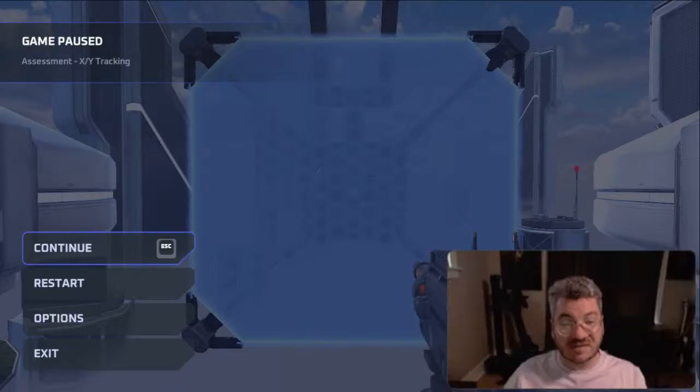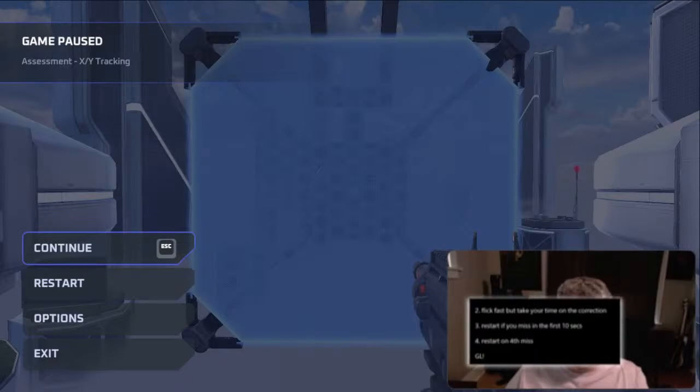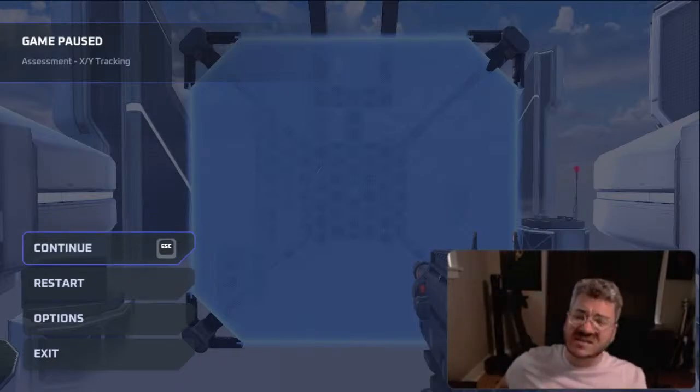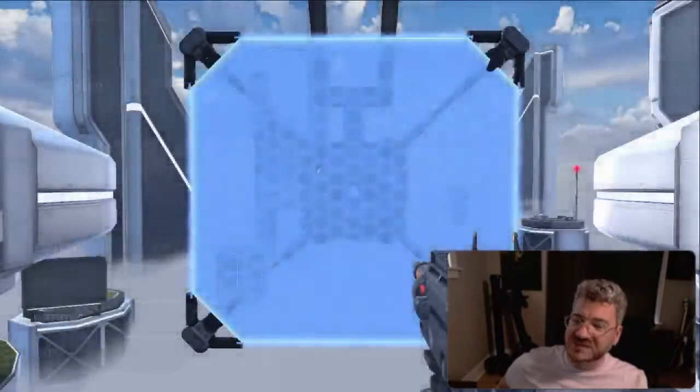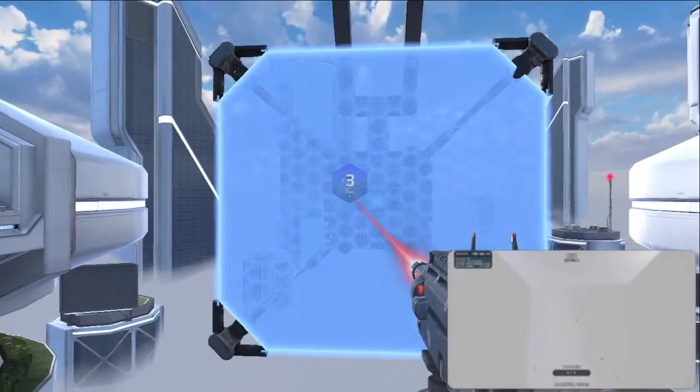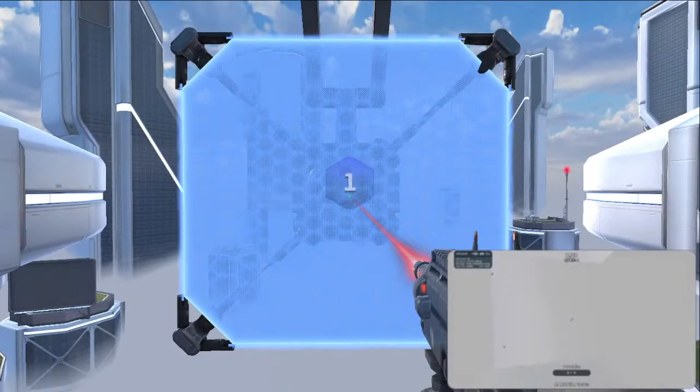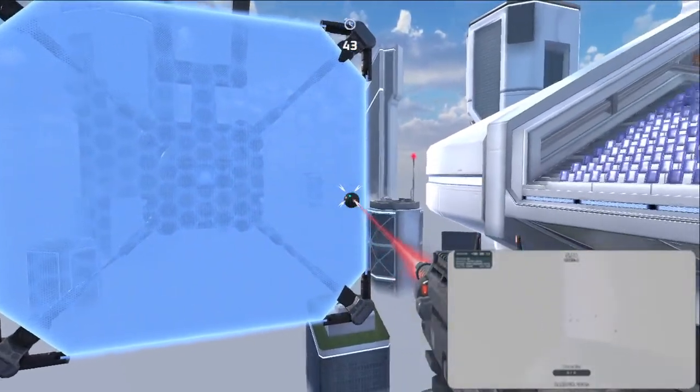This is it. Essentially, flick fast, micro adjust slow, and reset if you miss in the first 10 seconds, reset after 4 misses total. And I think it's extremely important to hold yourself accountable to reset the scenario when you miss, per Bardos' guidance. Why? Because it creates a reward system in your brain for prioritizing accuracy.